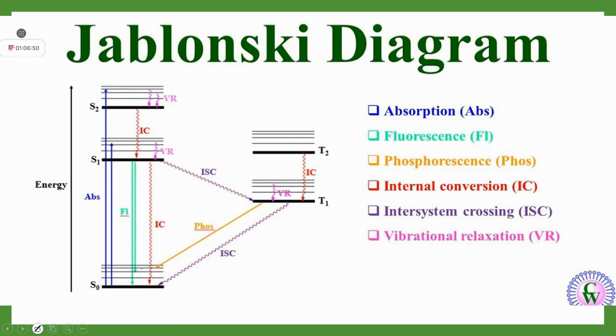See, in fluorescence, your compound is coming from singlet to singlet state. It means no change in multiplicity. In phosphorescence, it is changing from triplet to singlet. In internal conversion, singlet to singlet. Intersystem crossing, singlet to triplet.